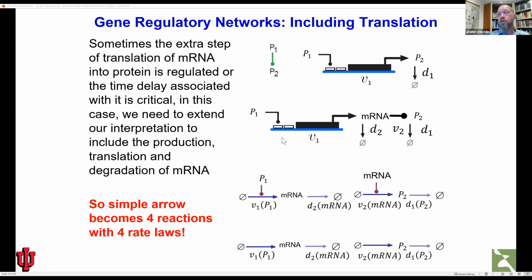If we wanted to include the messenger RNA step, because that has a significant delay, then we would have the promoter binds to the transcription factor, promoter binds to the activation site. We have transcription to messenger RNA. The messenger RNA itself can decay. The messenger RNA can be translated to P2, and P2 can decay. So this diagram, P1 promotes P2, actually then translates into 4 reactions with 4 rate laws.